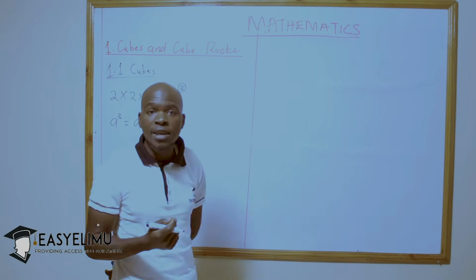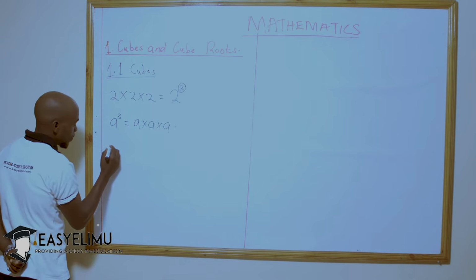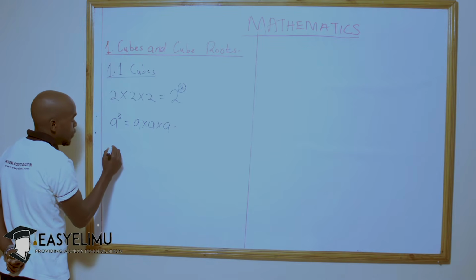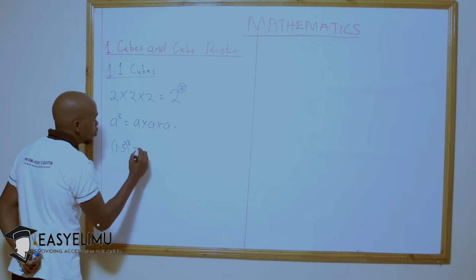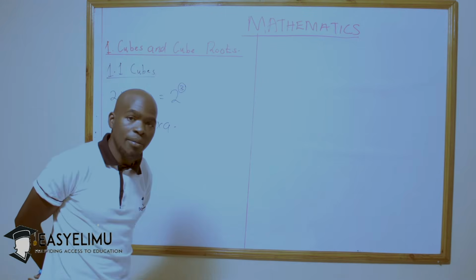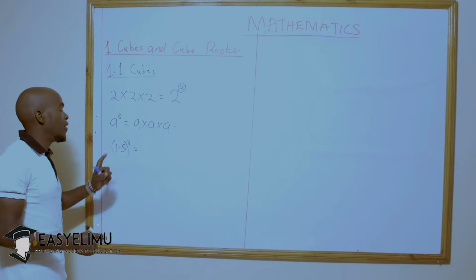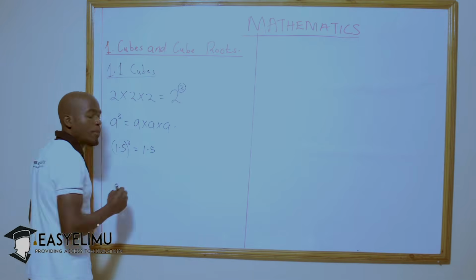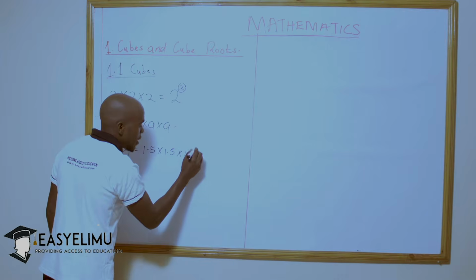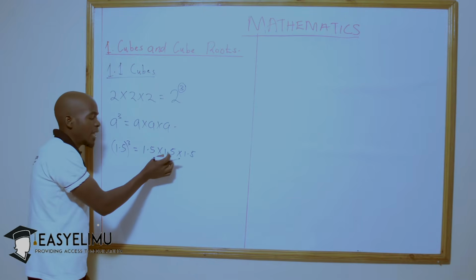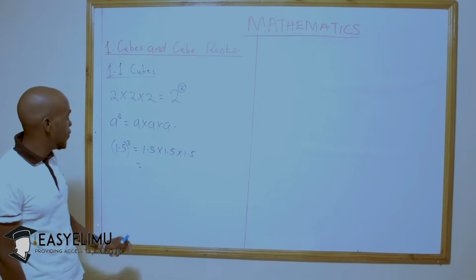For example, you can be asked, find the cube of 1.5. That means it's 1.5 cubed. So we are going to find the cube of that number. If you are being asked the value of the cube of 1.5, then take that 1.5 and multiply by itself 3 times: the first time, the second time, then the third time. Whatever you find is the value of that number.